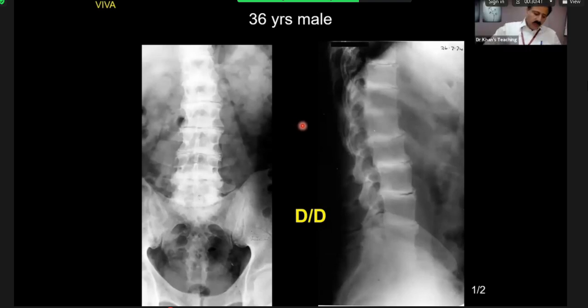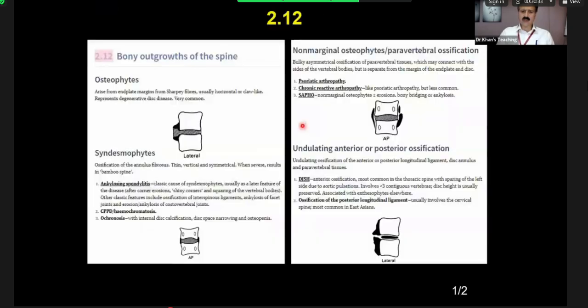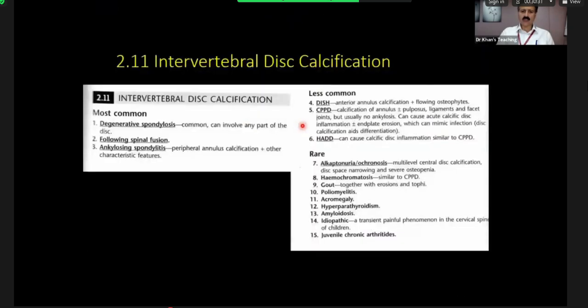Okay, good. We stop. Now, the point is that this film came to one of my students years ago, and this is what we call intervertebral disc calcification. The most common causes are these ones, and less common are these. And the examiner just went on and on.